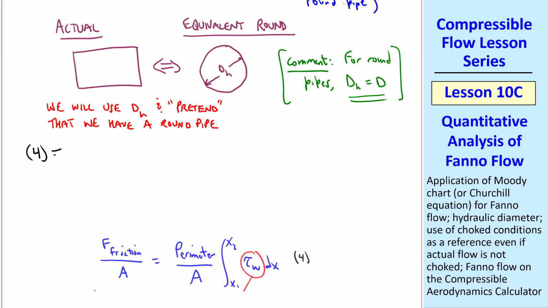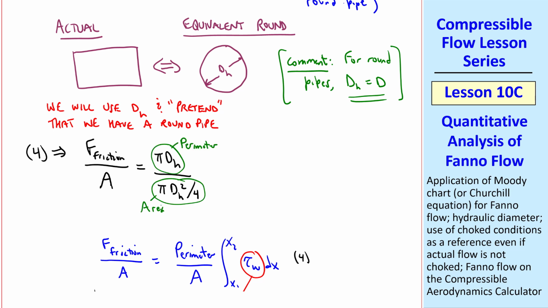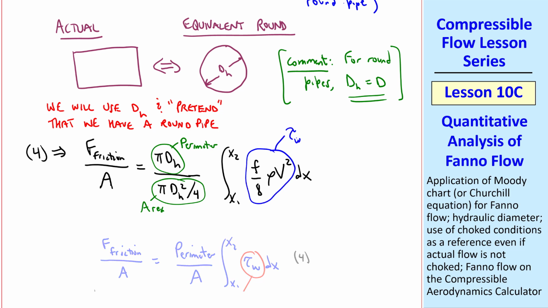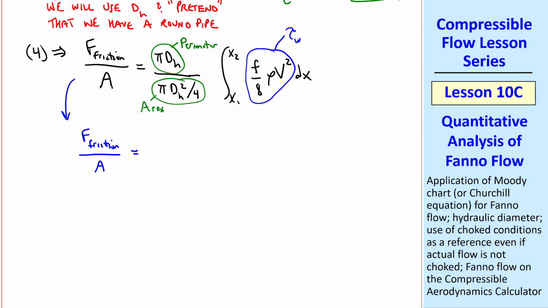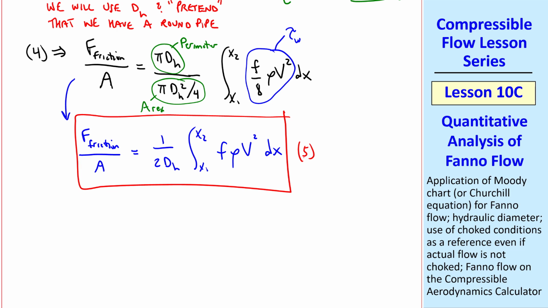So going back to equation 4 then, F friction over A equals the perimeter, which for our equivalent round pipe is just pi dH, and the area is pi dH squared over 4. The cross-sectional area. And then we had our integral from x1 to x2 in our control volume, f over 8 rho v squared dx, where this is our equation for tau W. Thus, F friction over A is 1 over 2 dH, integral x1 to x2 f rho v squared dx, after some simplification, and I'll call this equation 5.